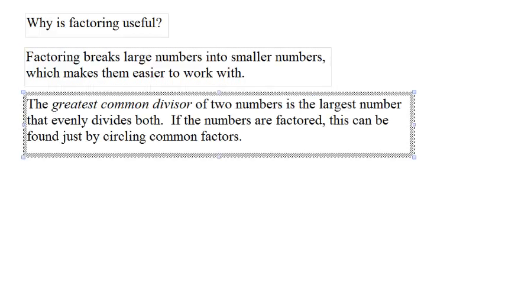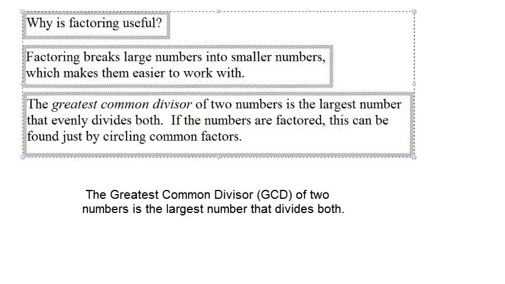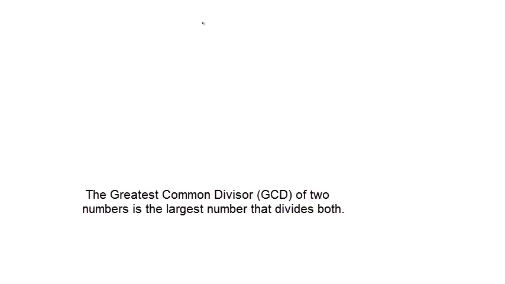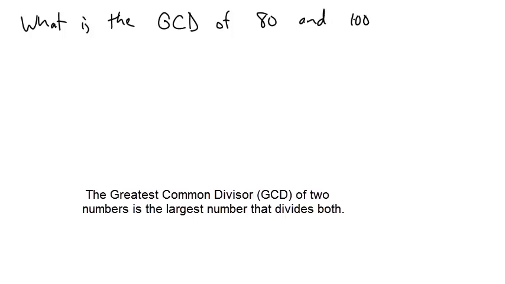For example, the greatest common divisor of two numbers is the largest number which evenly divides both. If the numbers are factored, this can be found just by circling common factors. Let's do a simple example. Let's say we want to know what is the GCD, greatest common divisor, of, let's say, 80 and 100. Well, let's break it up.